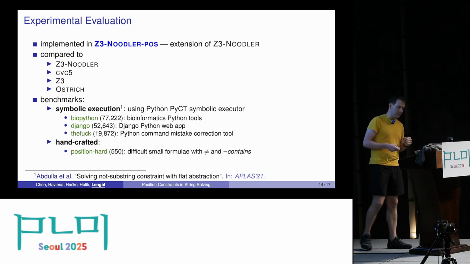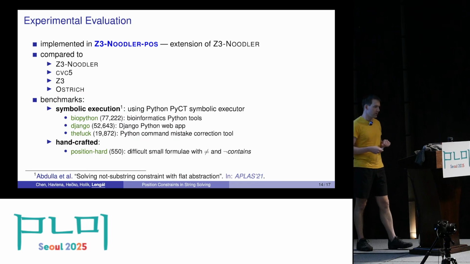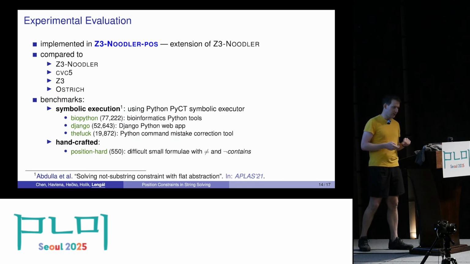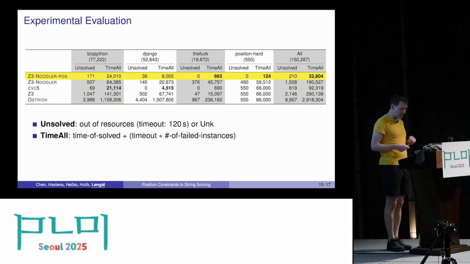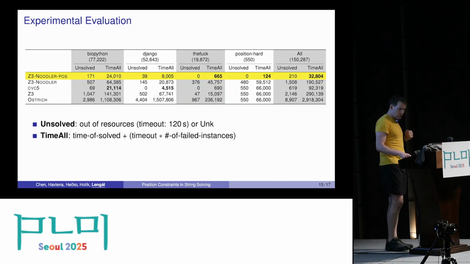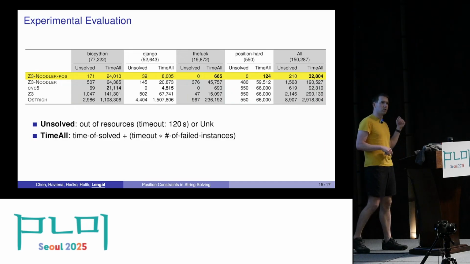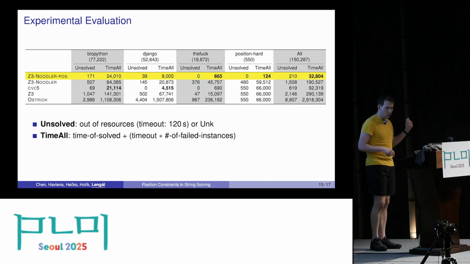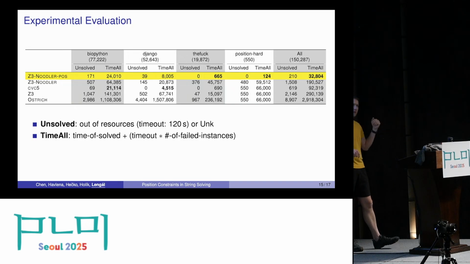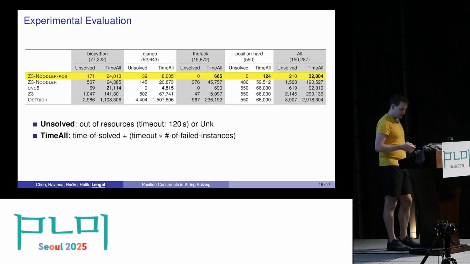For experimental evaluation, we try to compare with the state of the art, which is CVC5, Z3, and Ostrich on benchmarks from symbolic execution and of some handcrafted formulae. The results are, so we were mainly trying to improve over the original performance of Z3 Noodler, which if you look at the last column, it helped a lot. These formulae were not cherry-picked, so most of the formulae are easy to solve. So it seems like we might have improved by solving maybe 1% more of the benchmarks than previously, but this is from all formulae. Many of them are very simple.